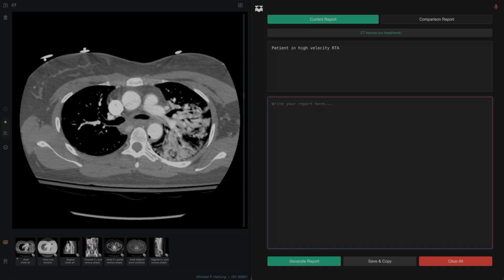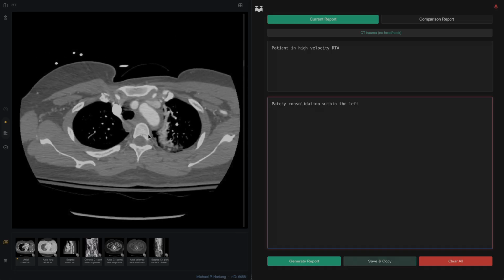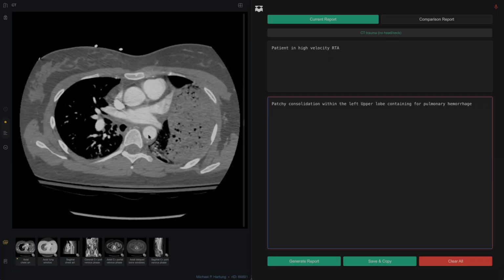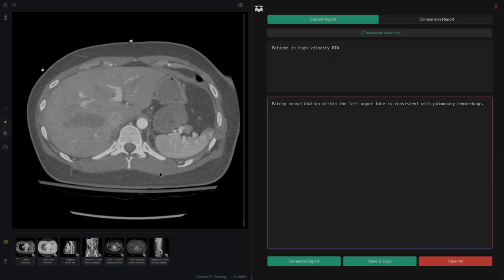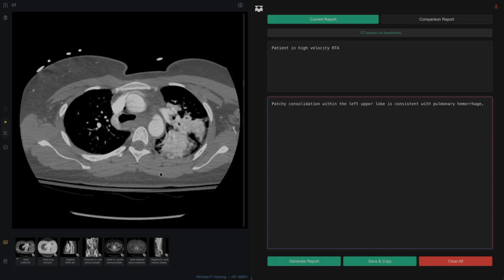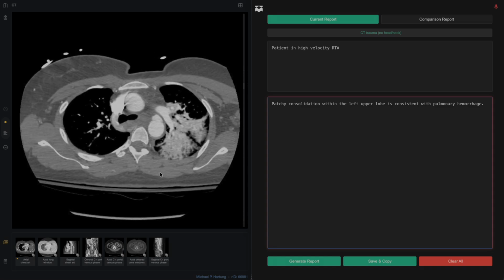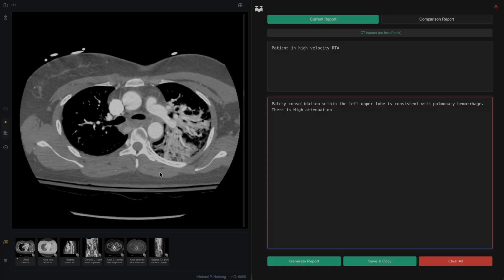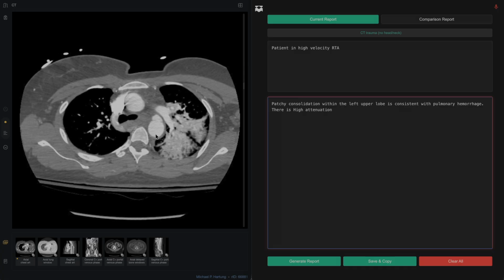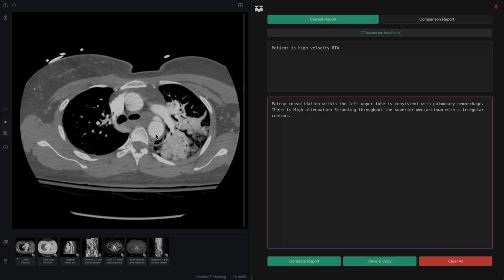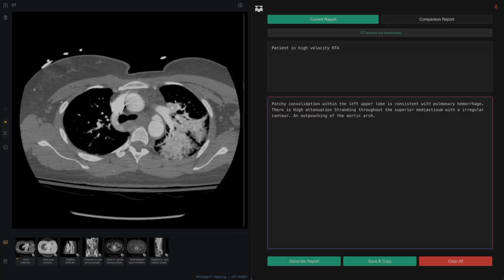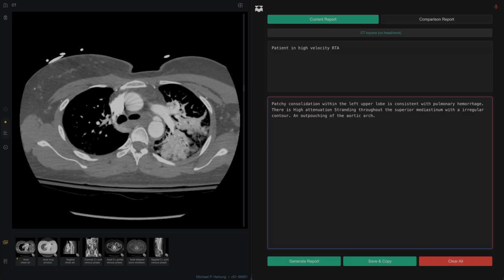Patchy consolidation within the left upper lobe concerning for pulmonary hemorrhage. There is high attenuation stranding throughout the superior mediastinum with an irregular contour and outpouching of the aortic arch within the region of the ligamentum arteriosum. Appearances are concerning for a traumatic aortic pseudoaneurysm with mediastinal hematoma.